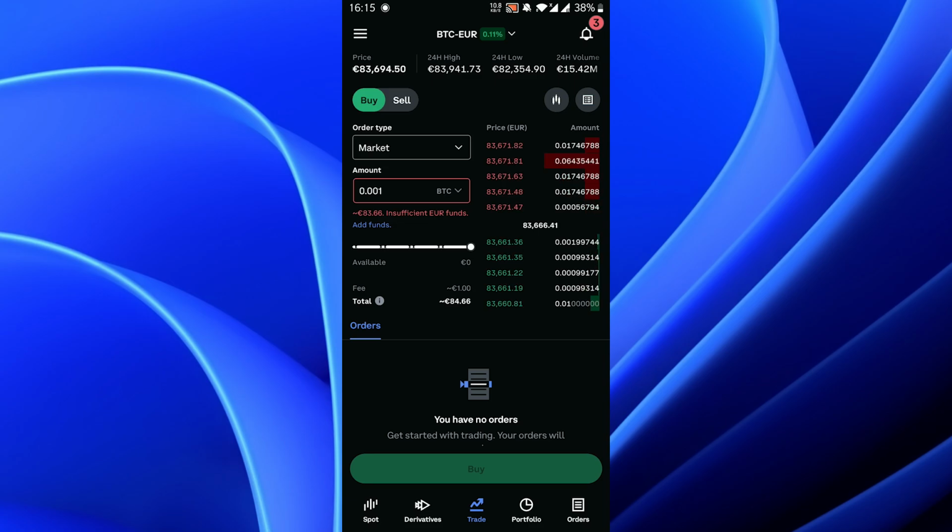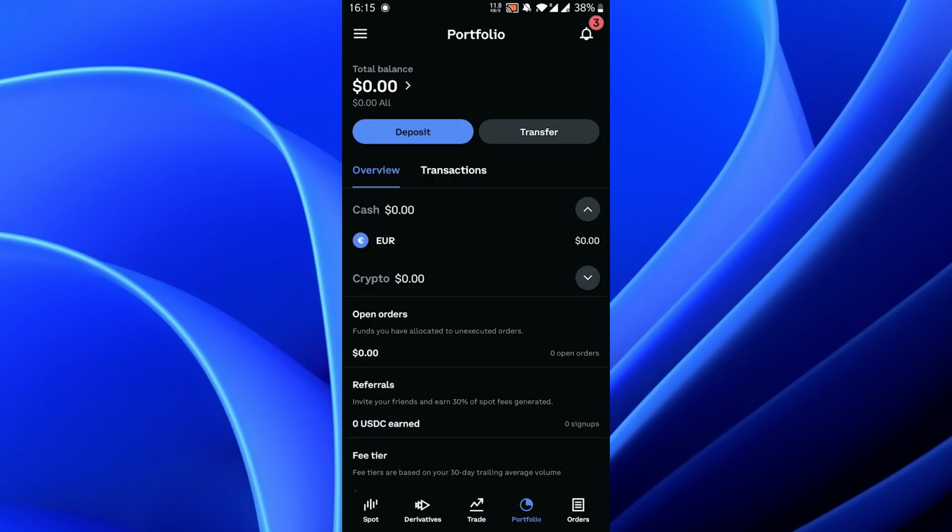says buy. Once you've bought your cryptocurrency, either with a market order or a limit order, you'll find your crypto again here in portfolio and then in overview and crypto.